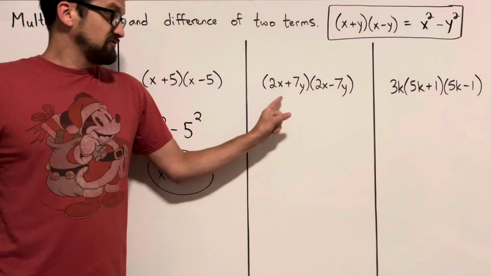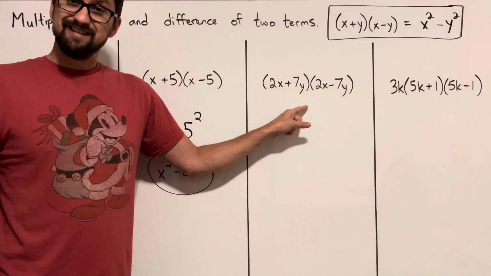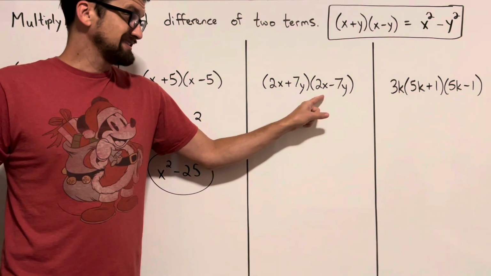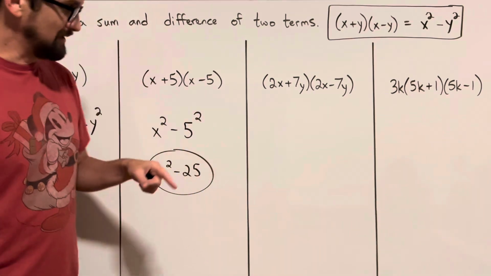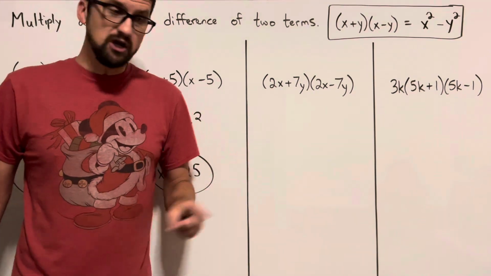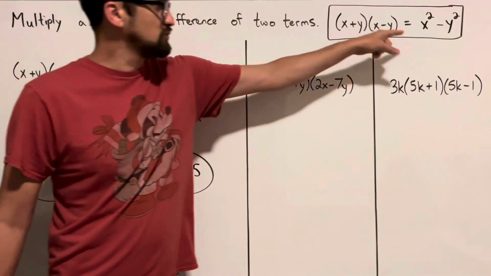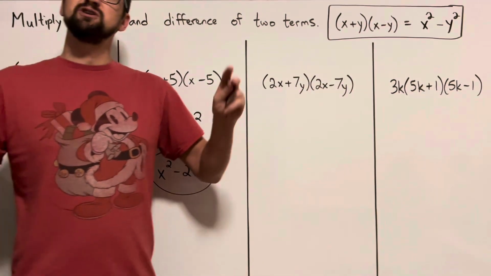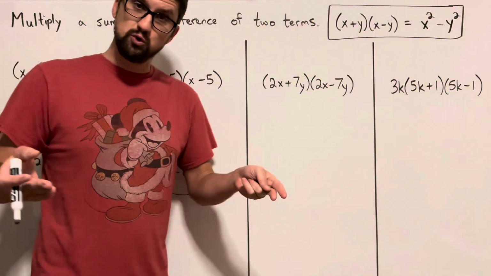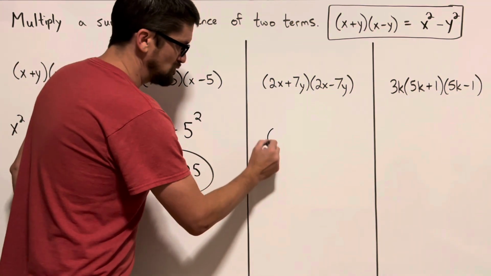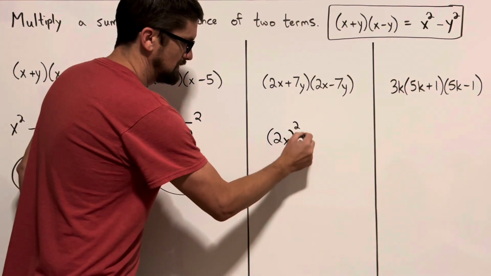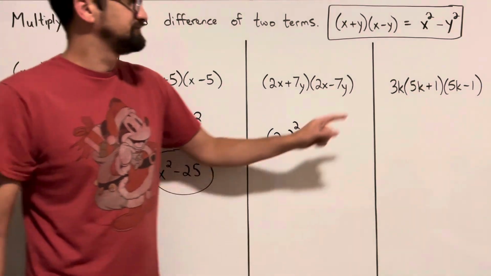Let's look at this one. We have 2x plus 7y times 2x minus 7y. The two terms match up. We have a positive and a minus sign. That means we can use this one. The first term is 2x, so you want to square the whole 2x. So the 2x needs parentheses. And then we have the minus sign.